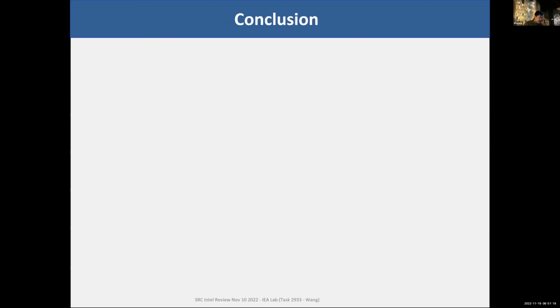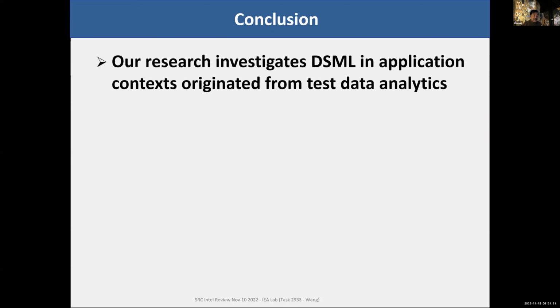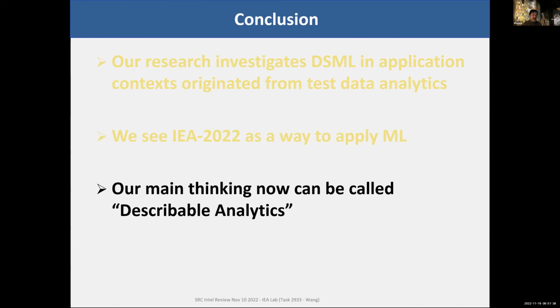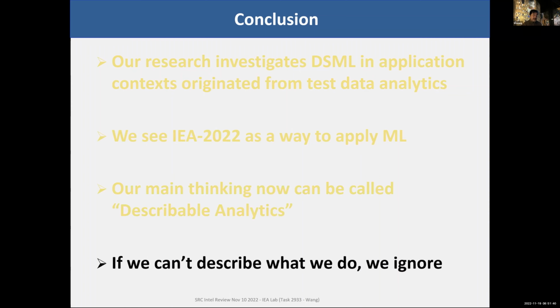So let me go to the conclusions. In conclusion, our research investigates a particular type of TSML in the application context originally from test data analytics. We see that the IEEE 2022 describable analytics is a way to apply machine learning. Our main thinking can now be called describable analytics. What that means is that in our analytics domain, if we cannot describe what we do, we simply ignore it. In other words, we have to be able to explain in natural language every analytic step we are taking and how we get to the finding.